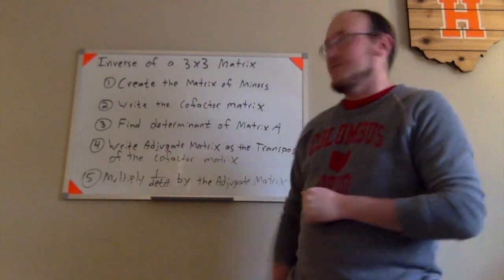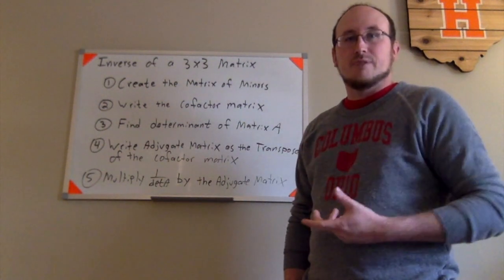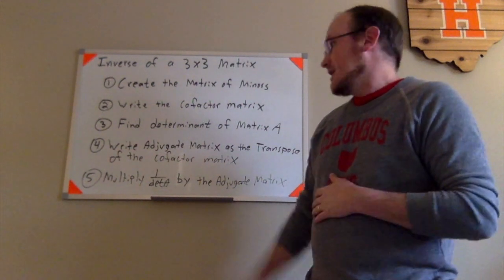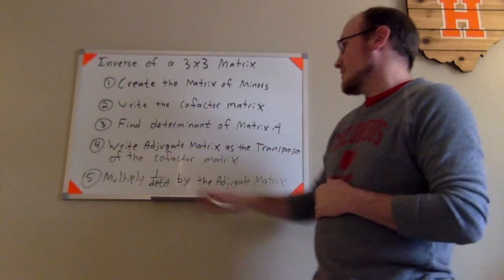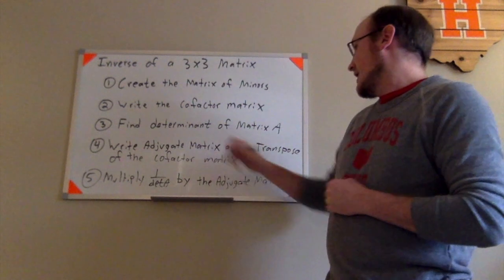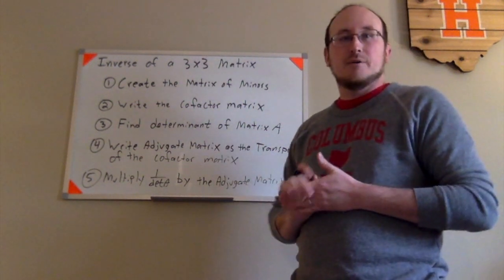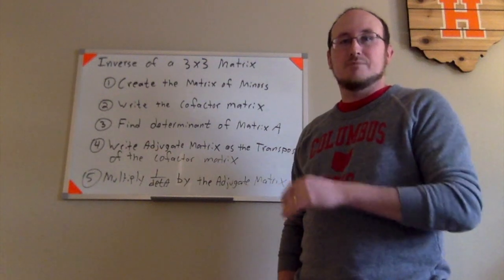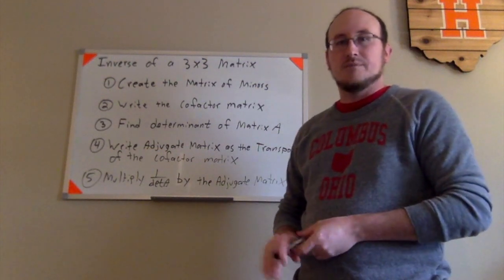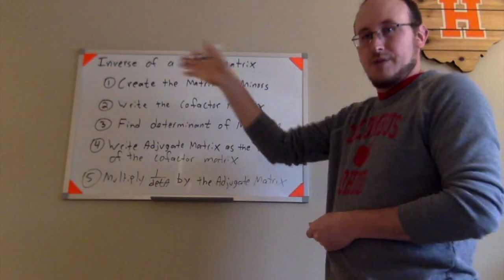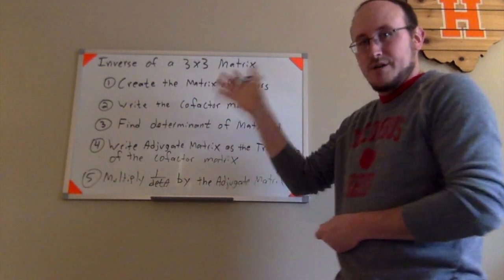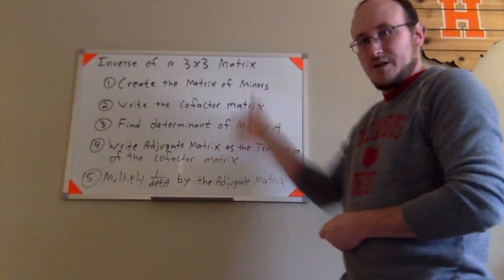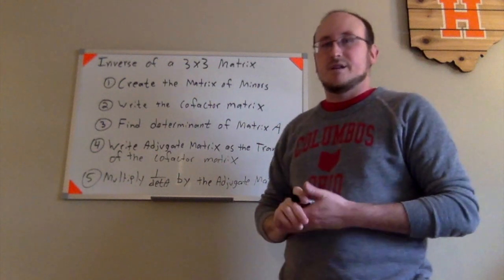Then we will go ahead and find the determinant of the original matrix A. Once we have that, we will write what's called the adjugate matrix. It is the transpose of the cofactor matrix. We'll talk about that when we get there, but the transpose just switches the rows and columns. So the first row becomes the first column, the second row becomes the second column, and the third row becomes the third column when you're finding the transpose.